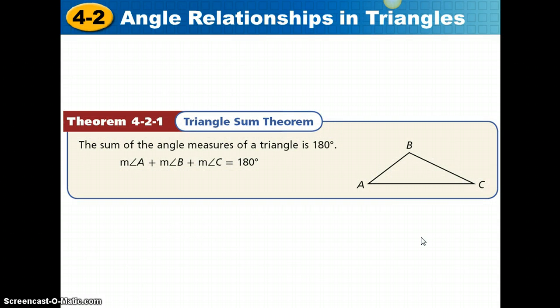Start right off with our first theorem, the triangle sum theorem. This is something we've talked about several times already, but the theorem restates that all the angles of a triangle add up to 180 degrees.